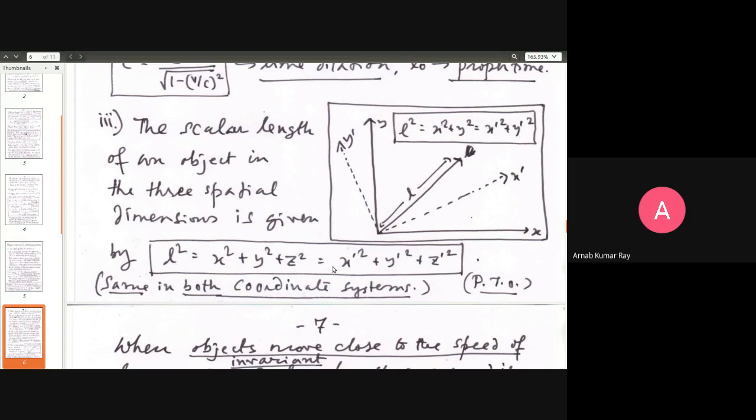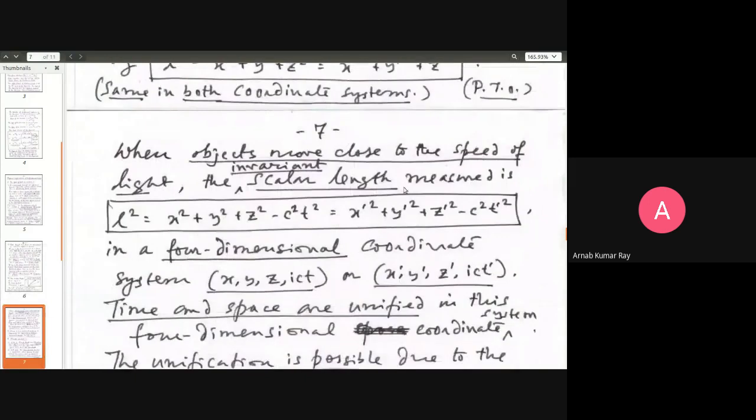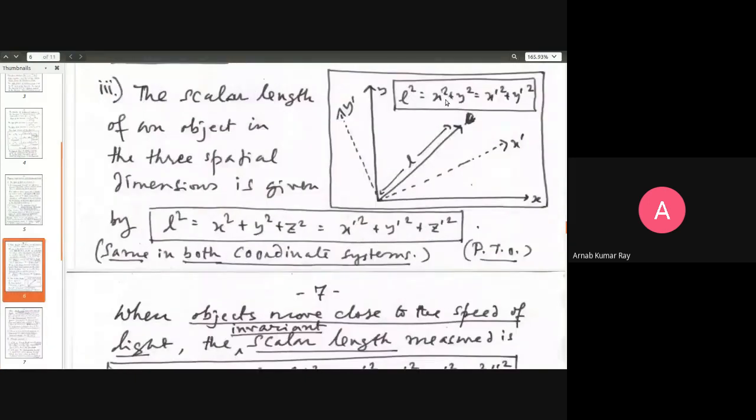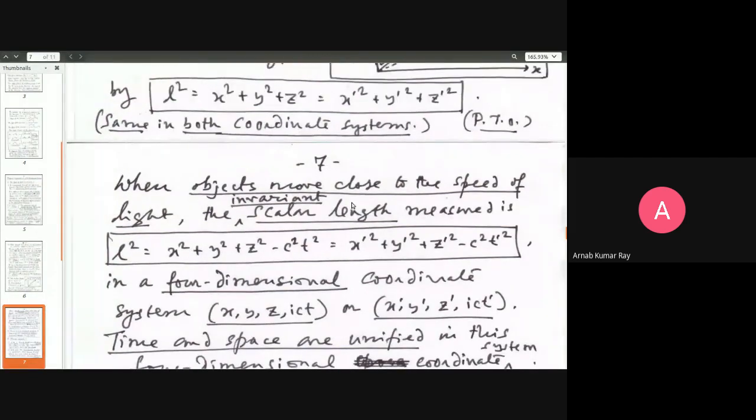Now comes something very important. That much is something that you learn at school, really. Now, this is Einstein's doing. When objects move close to the speed of light, the invariant scalar length that is measured is not x squared plus y squared equal to x prime squared plus y prime squared, or this in 3 dimensions. The invariant scalar length becomes invariant in a 4-dimensional coordinate grid: x squared plus y squared plus z squared, like before, equal to x prime squared plus y prime squared plus z prime squared.